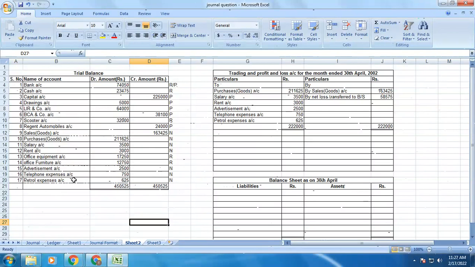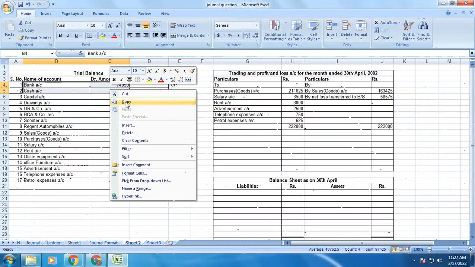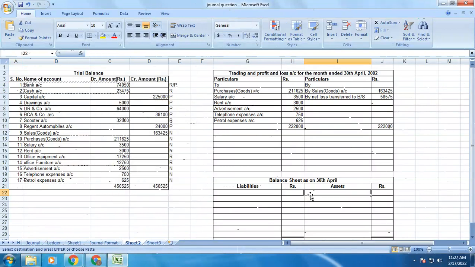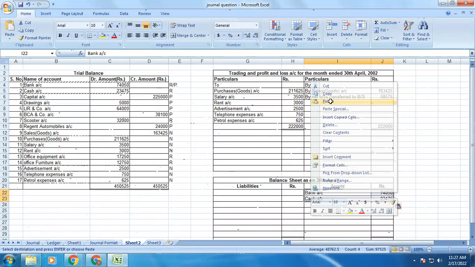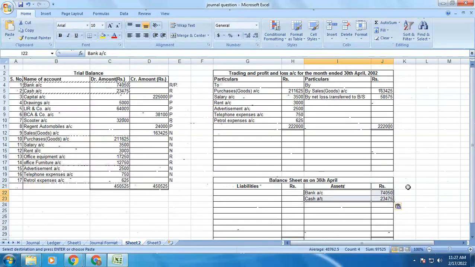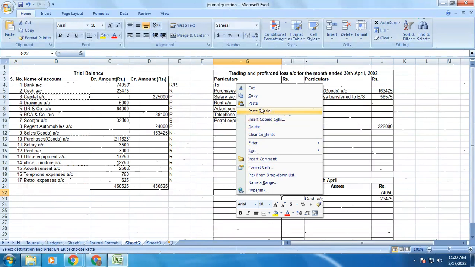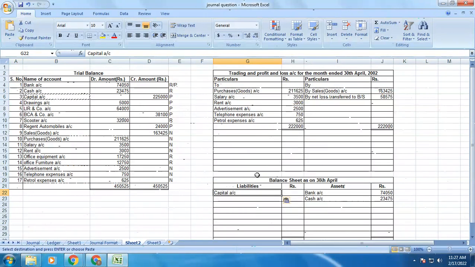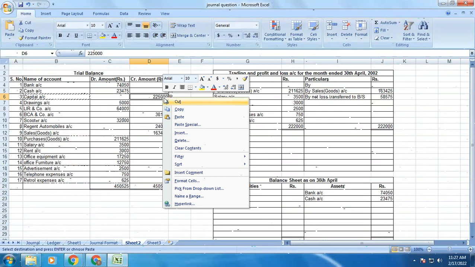Now, the first two accounts that we have, bank and cash account, have debit balances and are real or personal. So we'll copy these and write them on the asset side. So debit balances on the asset side of real and personal accounts, and credit balances on the liability side. Next हमारे पास आ गया capital account. पर्सनल अकाउंट है लेकिन क्रेडिट बैलेंस है, इसलिए लायबिलिटी साइड पे लिखेंगे.